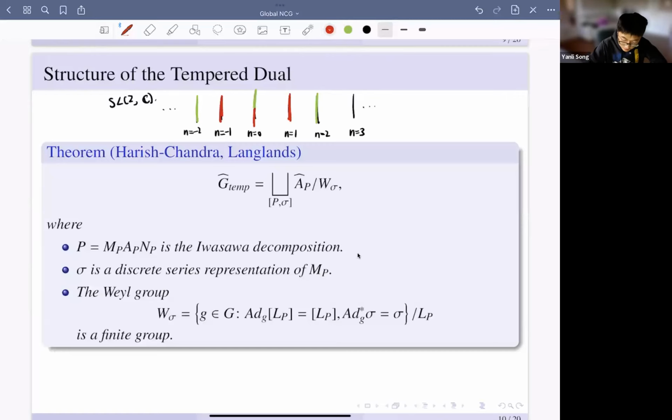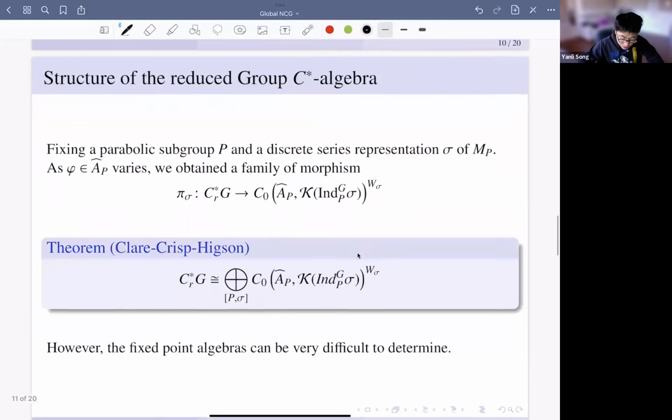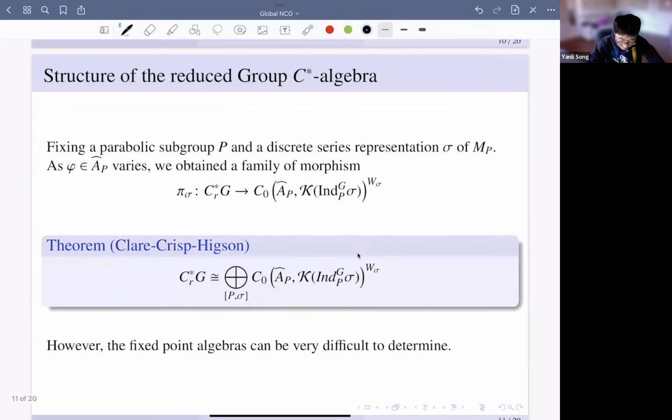So that is to say, in this case, the temporal dual for SL2C, because the Weyl group action is something like this one, with one half line corresponding to n equal to 0, n equal to 1, n equal to 2, and so on. So this is the structure of the temporal dual.